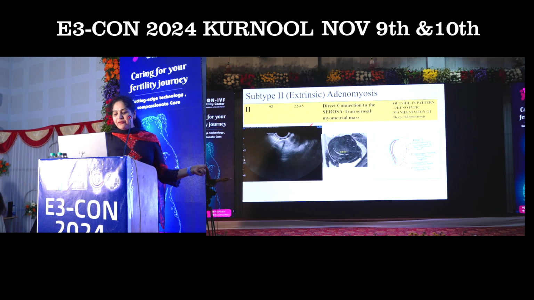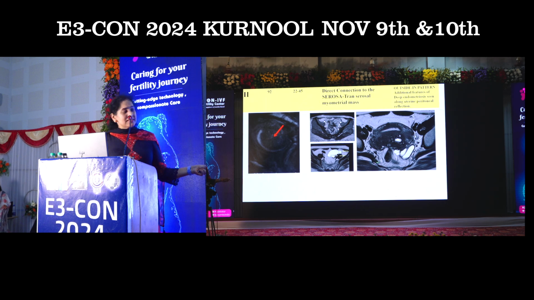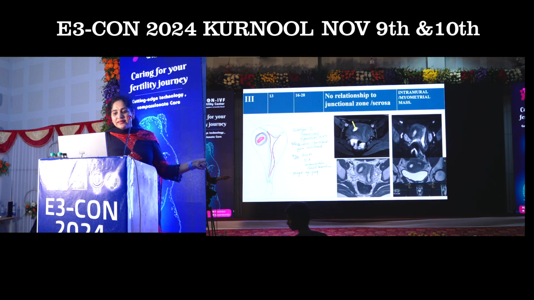Then the third type, what you see here, and this form has got typical features of concomitant pelvic endometriosis in the form of adhesions, tethering, POD obliteration. And the third type is no relationship to junctional zone or to serosa. These are presenting as intramural or intramyometrial masses.